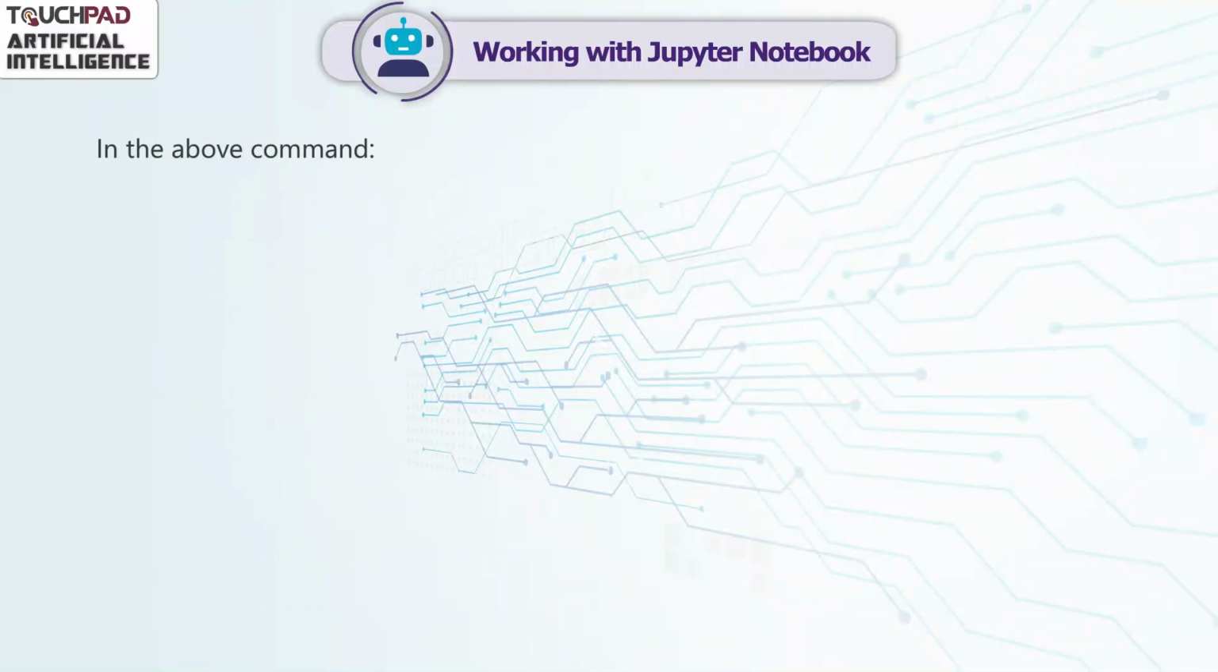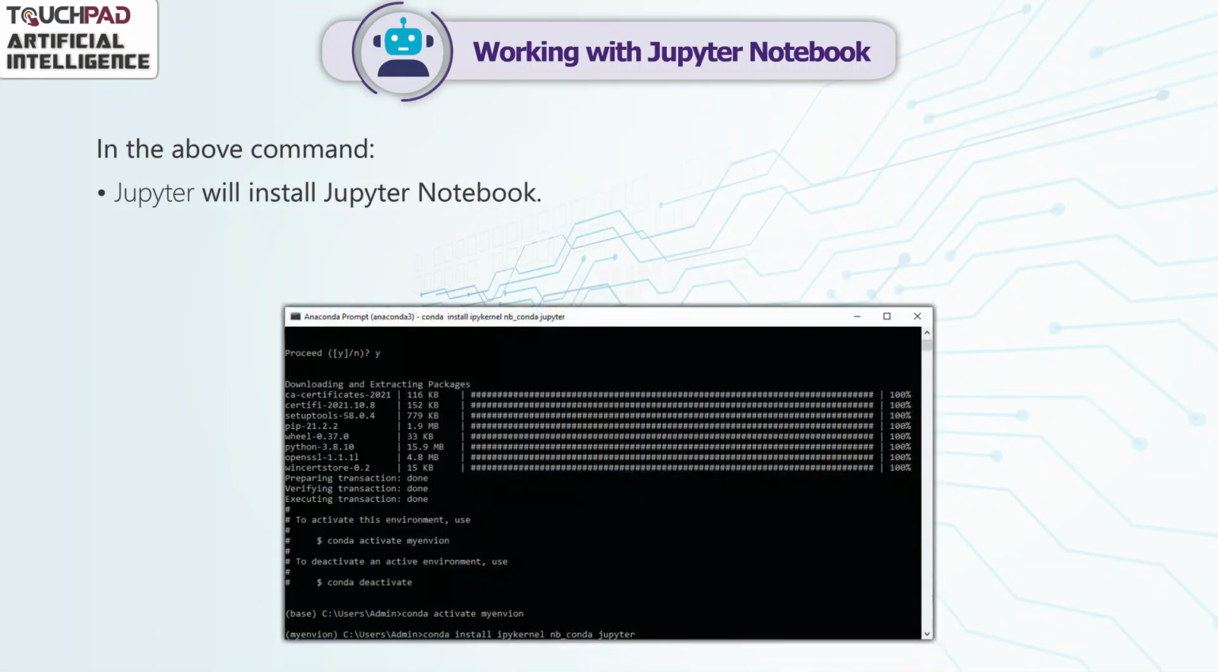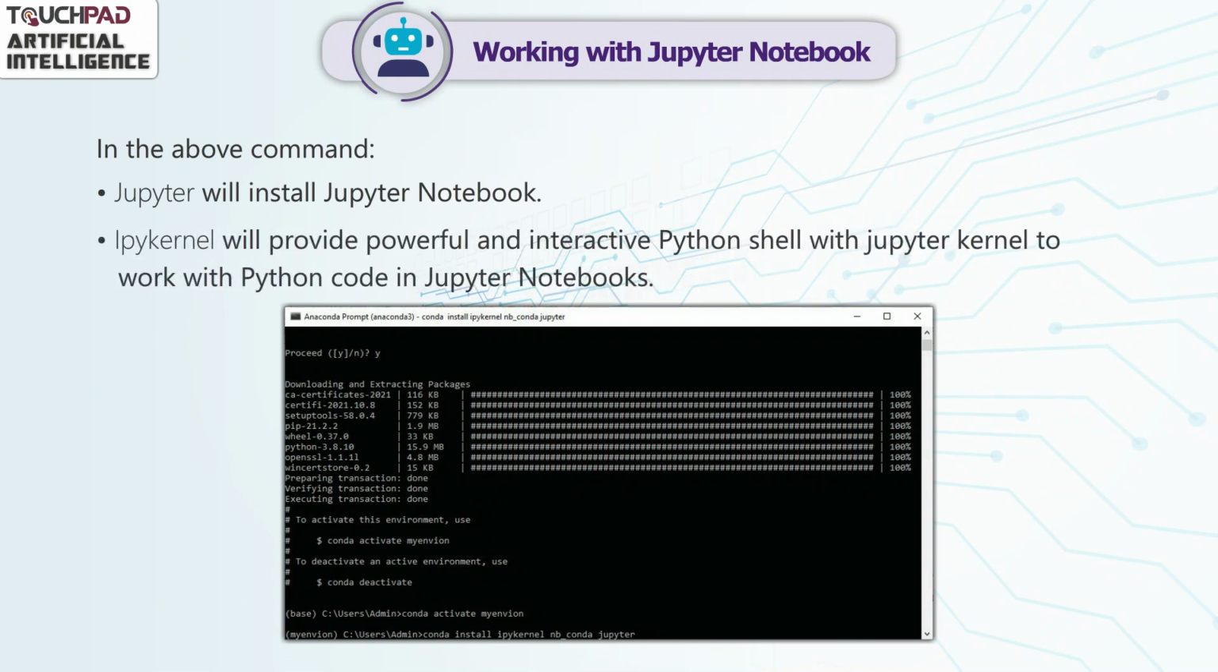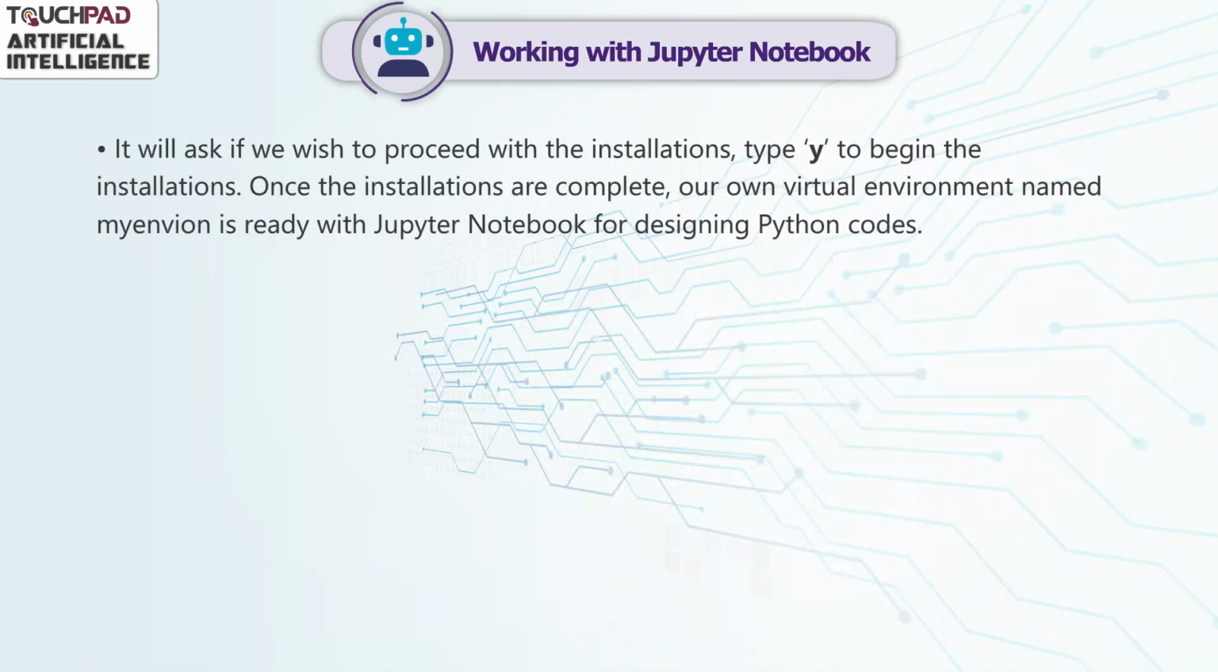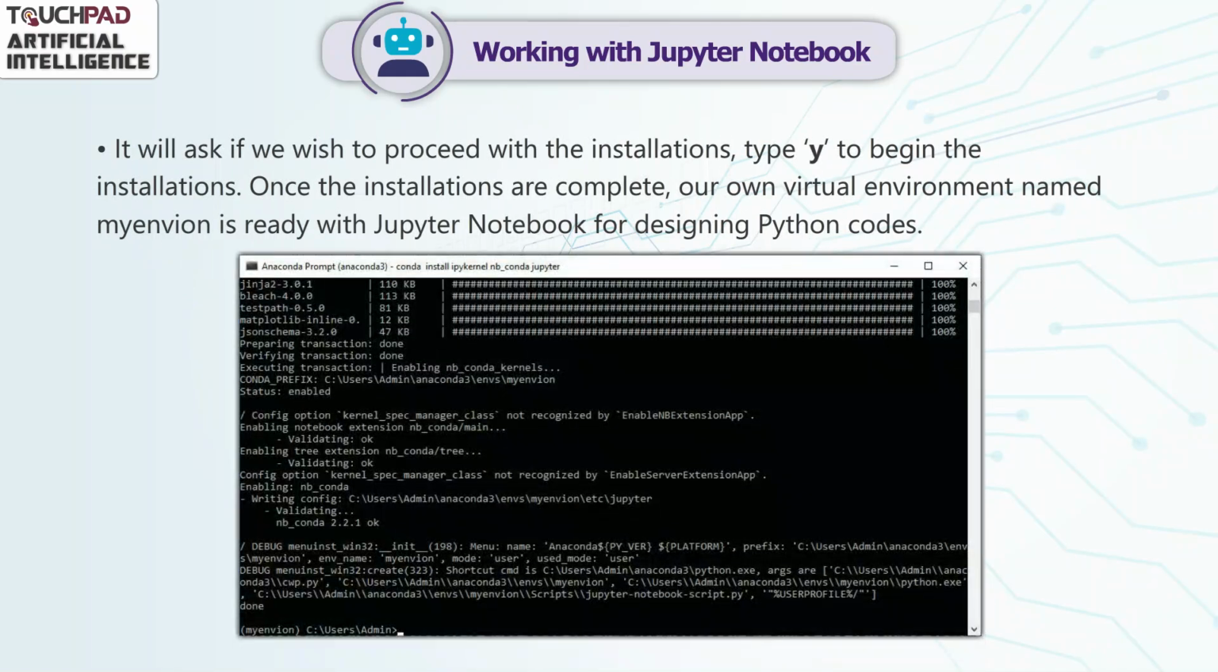In the above command, jupyter will install Jupyter Notebook. ipykernel will provide a powerful and interactive Python shell with Jupyter kernel to work with Python code in Jupyter Notebooks. nb_conda will use Notebook Conda, an extension to Jupyter kernel, to set the kernel for a notebook's execution. It will ask if we wish to proceed with the installations. Type Y to begin the installations.